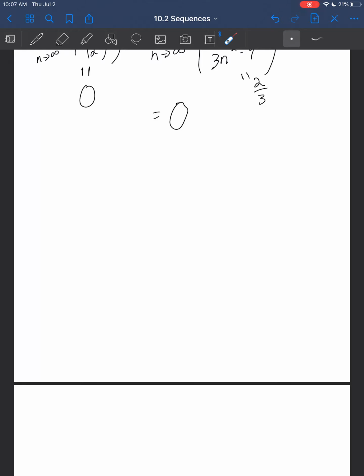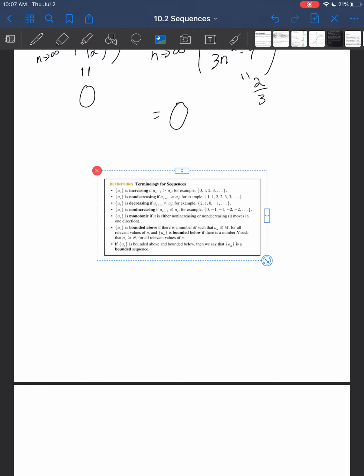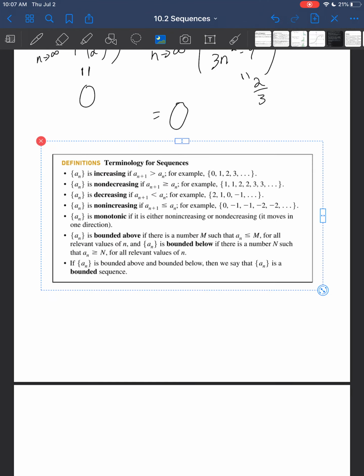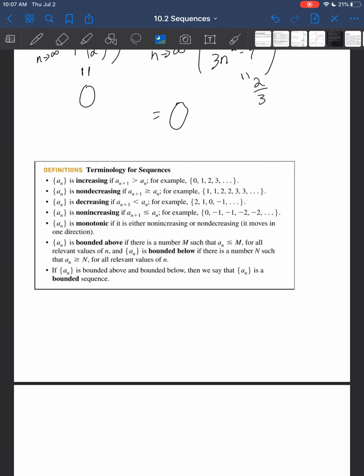whether these limits exist. So let me pull up a picture about this terminology, which I have right here. Okay. So some terminology is just about sequences. So we say it's increasing if each term is getting bigger. So for example, 1, 2, 3, 4, 5, 6, 7, right? Each term is getting bigger.